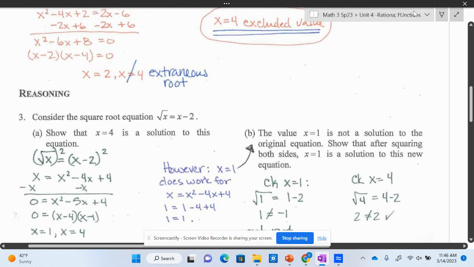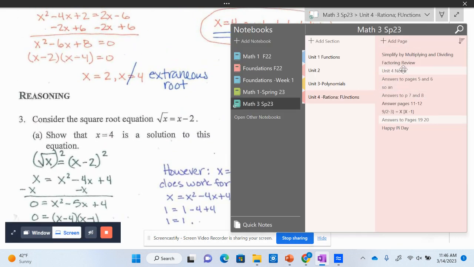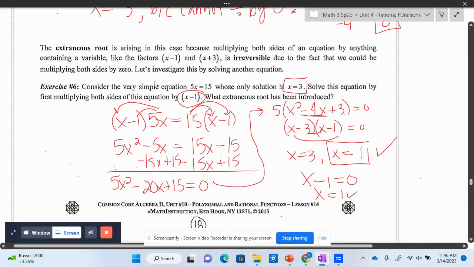Maybe we're on page 13. I know that we are. I'm trying to get there. God bless you.